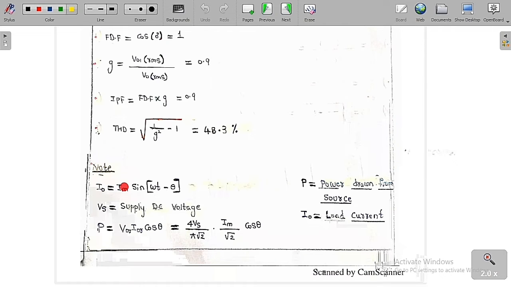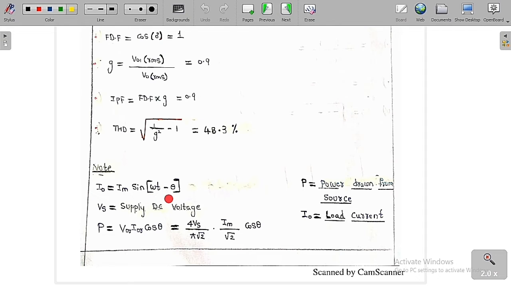So let me give a small important point in this single phase full bridge voltage source inverter. Suppose you are going to keep some lagging load, then the current you are going to get is in this format. Let me assume the output current for this lagging load: I0 is equal to Im into sine of omega t minus theta.